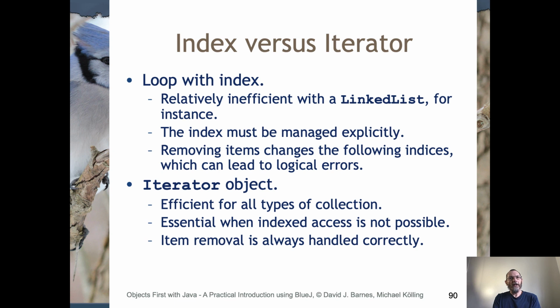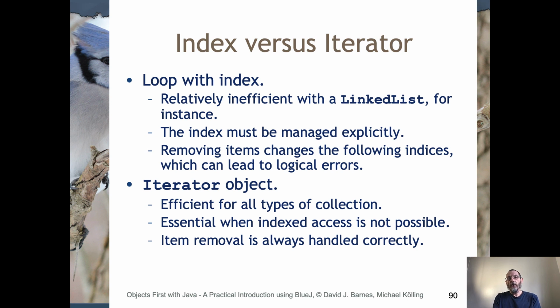We've also seen that it's possible to make logical errors when using an integer index, particularly if we fail to recognize that removing items can mean that the indices of following items will change. In contrast, we've seen the use of an iterator object. An iterator object is efficient for all types of collection because each collection provides an implementation of iterator that is efficient and designed for the internal structure of that particular collection.